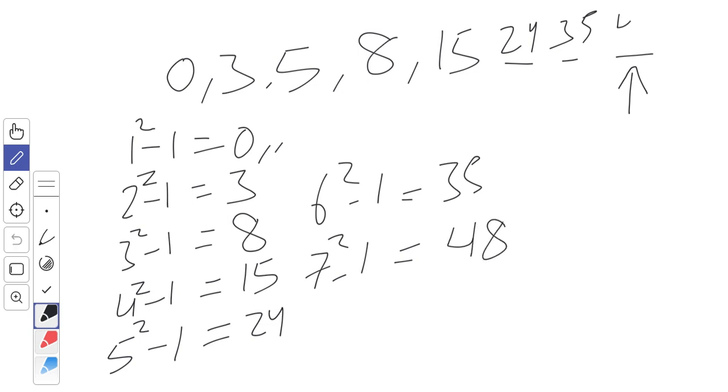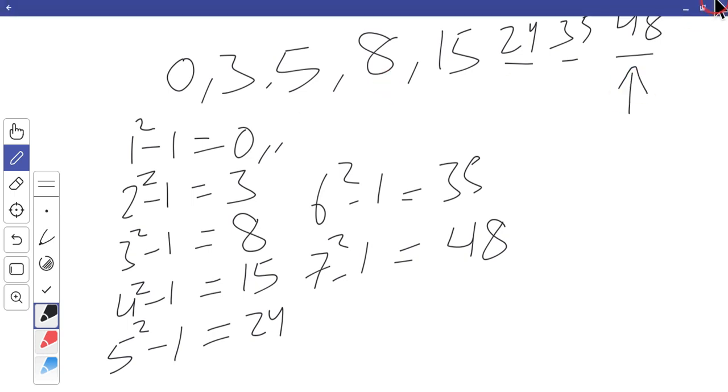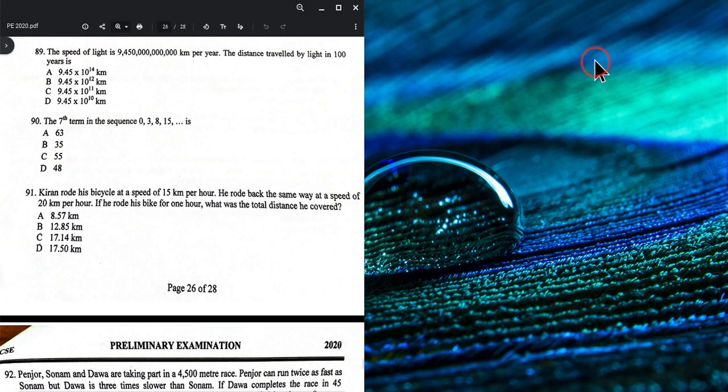So the 7th number in the given series would be 48. So the correct answer for question number 90 is 48.